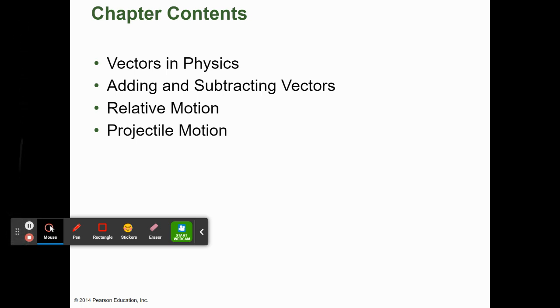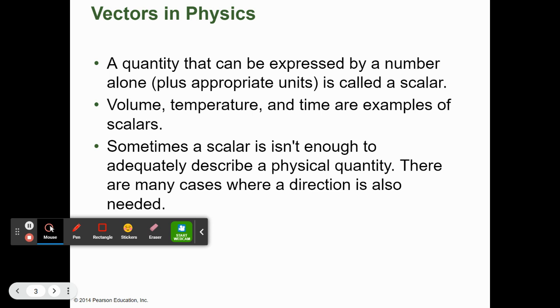All right, so you can see it's broken down into 4 sections. We're just going to cover the first one, vectors in physics.